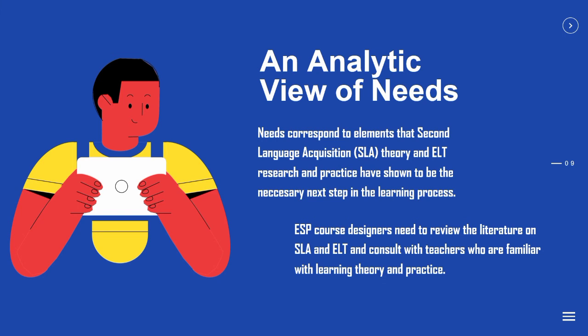To follow this view of need, ESP course designers need to review the literature on SLA and ELT and consult with teachers who are familiar with learning theory and practice. For example, when they pre-teach isolated vocabulary items before presenting them in the context of a reading passage. This point also leads to the idea of course prerequisites and can help guide the development of a linked set of courses that make up an ESP program.